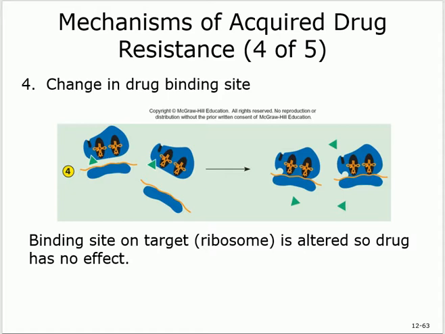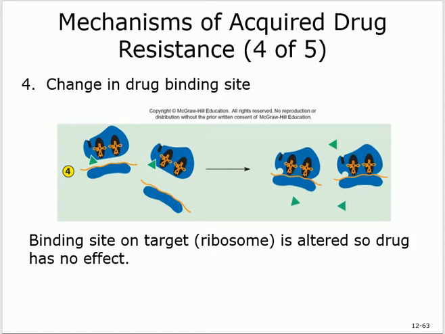Other ways to acquire resistance is to change the binding site. Example, tetracycline. Tetracycline works on the ribosome, right? I told you to memorize these medications, and you're going to do the activity for it, okay? So tetracycline, as an example of protein synthesis inhibitors, goes to the ribosome, and then acts on the ribosome, stop protein synthesis.